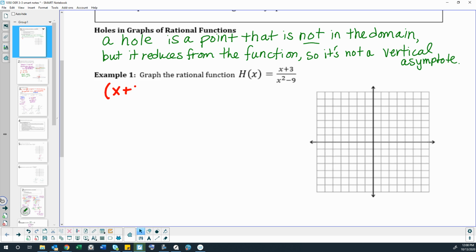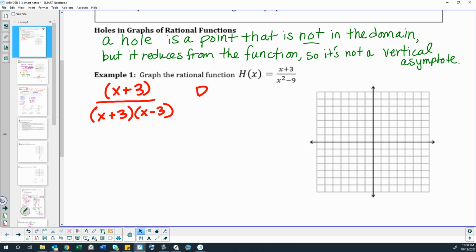Start by factoring. X plus 3 is already factored, but we're just putting in parentheses to make it clear that's a factor. It's like grouped together. We don't work with anything individually here. And then x squared minus 9 is a difference of squares. It factors into x plus 3, x minus 3.